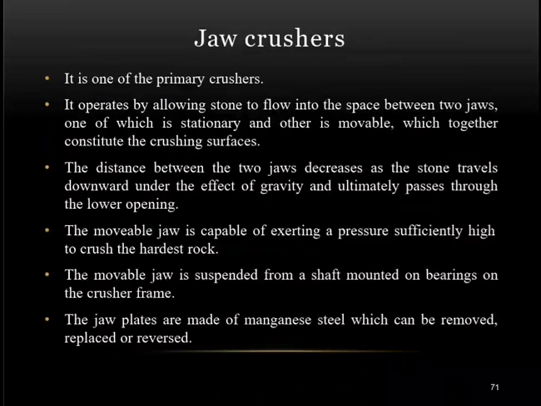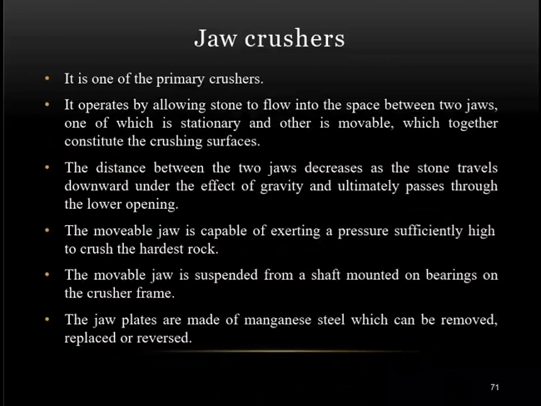Next one are jaw crushers. It is one of the primary crushers. It operates by allowing stone to flow into the space between two jaws, one of which is stationary and the other is movable, which together constitute the crushing surfaces. The distance between the two jaws decreases as the stone travels downwards under the effect of gravity and ultimately passes through the lower openings. The movable jaw is capable of exerting a pressure sufficiently high to crush the hardest rock.